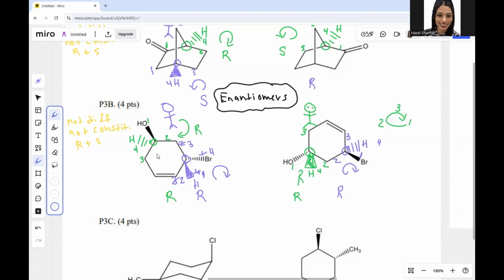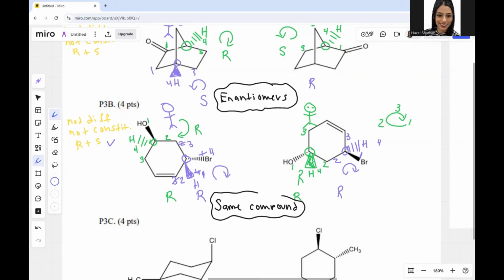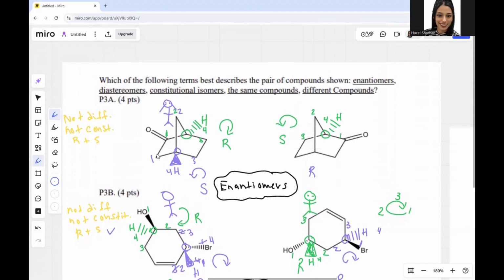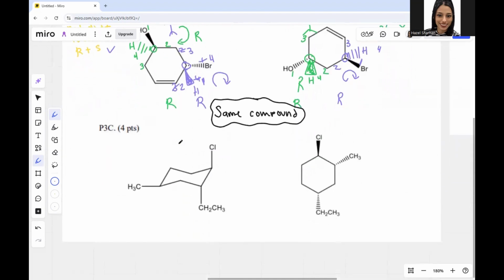So look at that. R, R, R, R. This is actually the same compound. We don't need to compare any further. We can go ahead and just write same. One day I will get this right. We can just go ahead and write same compound. Okay. So this is a little rhythm I've started to pick up, is just how I'm going to compare and where I'm going to start. I don't know how it's been working for other people or how other people tackle these problems, but that's how I've been doing it.